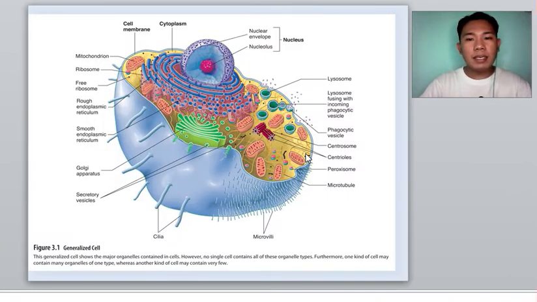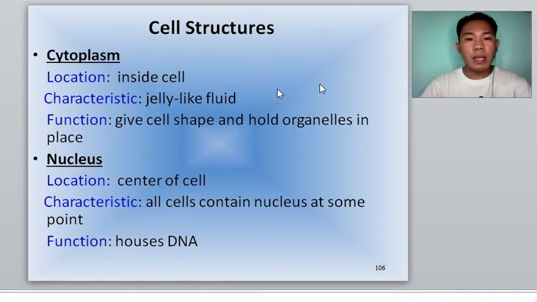After we discuss the membrane that surrounds the entire cell and the cytoplasm containing different organelles, we will tackle these organelles one by one. Starting, of course, with the cytoplasm. The cytoplasm is located inside the cell, and it is a jelly-like fluid that functions to give the cell shape and hold the different organelles in place.